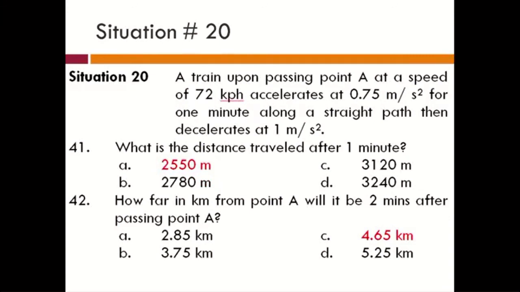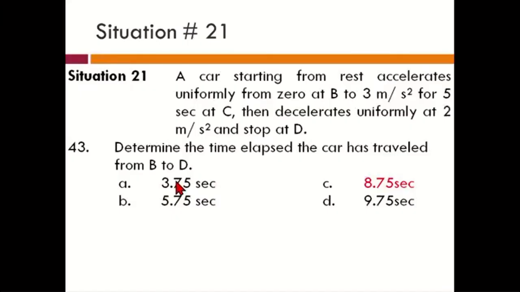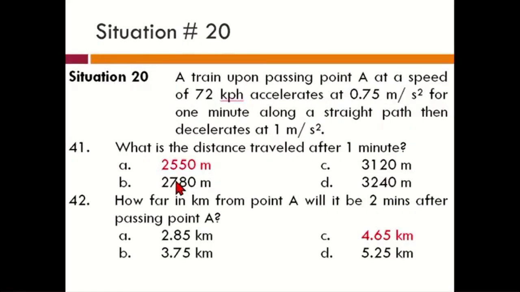Okay? Next, situation number 20. I think this is the second to the last. Okay, bago tayo mag-projectile. A train upon passing point A at a speed of 72 kilometers per hour accelerates at 0.75 meters per second squared for 1 minute along a straight path, then decelerates at 1 meter per second squared.